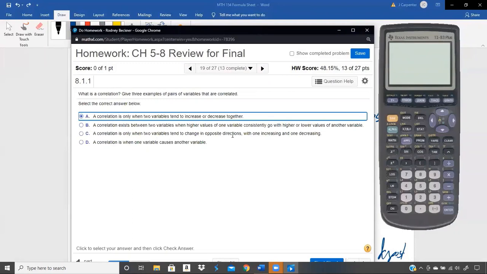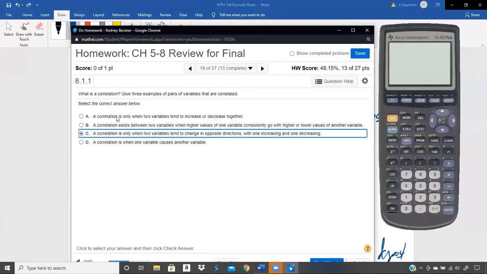Correlation is when two variables tend to change in opposite directions. C is not the answer. I can tell you that much because they can both go up, or one can go up and the other can go down. So in the pirate example, the pirate population went down and global temperatures went up. So that's an opposite correlation. But it can also be a correlation where, as you sell more apples, you make more money. So they both go up. So with correlation, they can both go up, they can both go down, or they can go in opposite directions. So C is only half right.